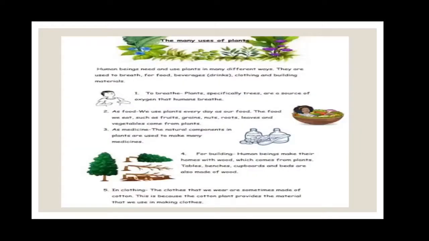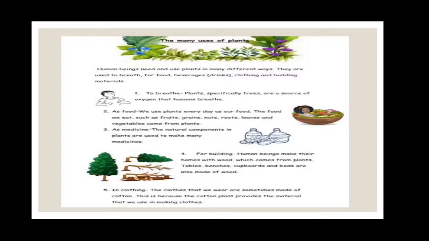Next point is uses of plants. Human beings need and use plants in many different ways. Plants help us for breathing. They also provide us food. They also provide us beverages like drinks, clothing and building materials. First is to breathe. Plants, specifically trees, are the source of oxygen that we need for breathing.